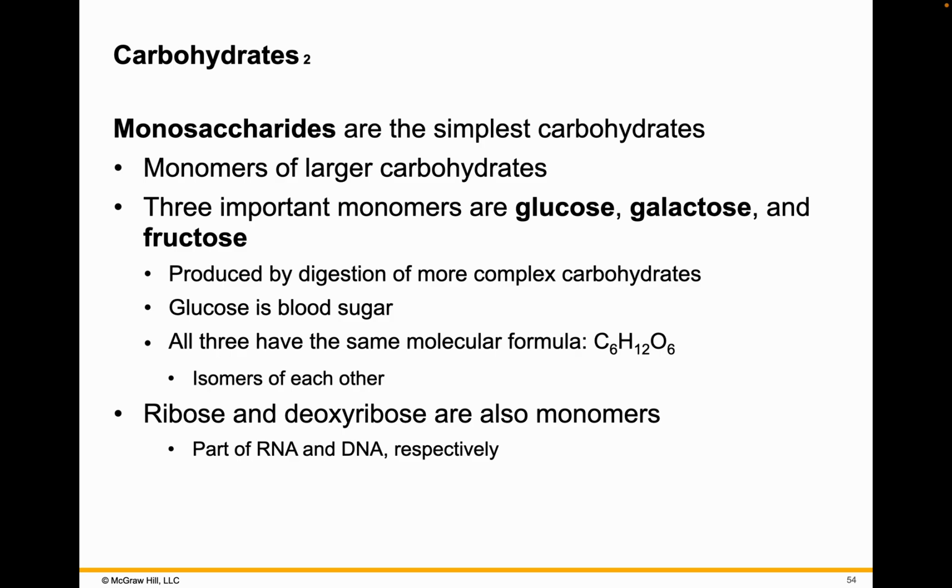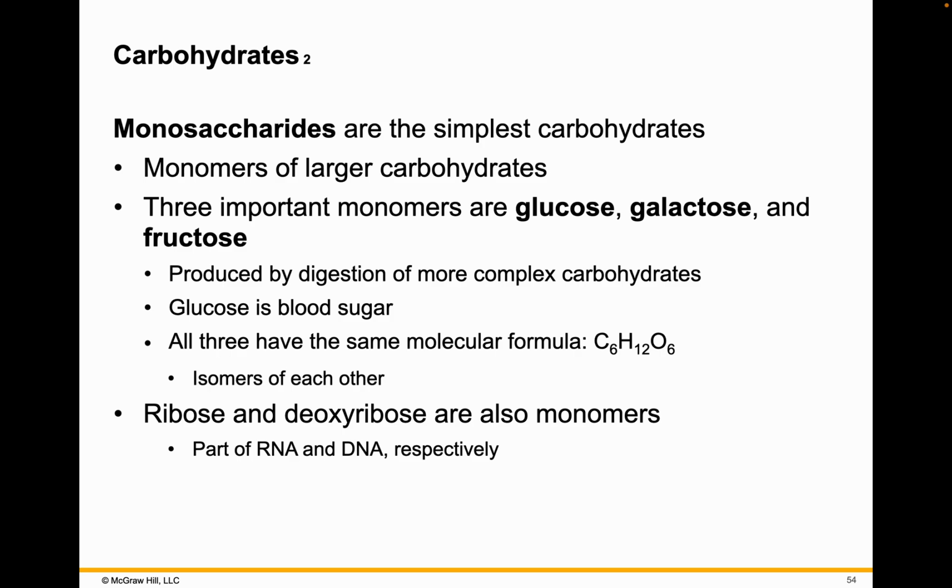The simplest carbohydrates are the monosaccharides, and there are 3 important monosaccharides in physiology: glucose, galactose, and fructose. They're produced by the digestion of more complex carbohydrates. Glucose is blood sugar. All 3 of them have the same formula, C6H12O6, but this is an example of those isomers that I mentioned earlier in the lecture.